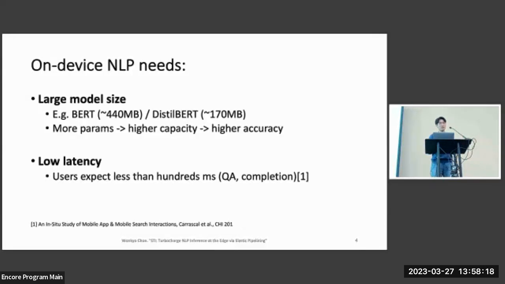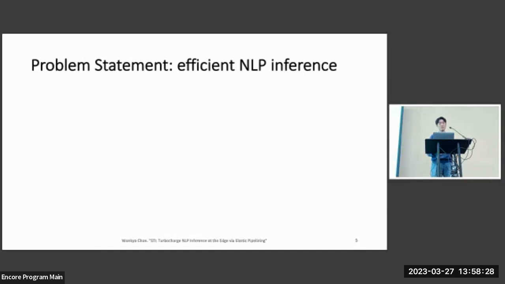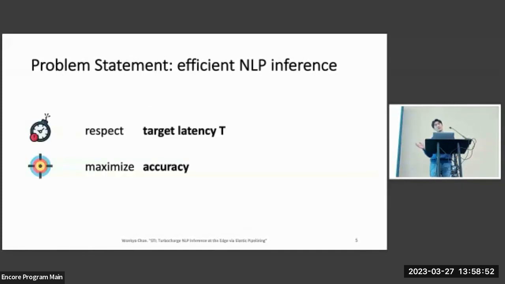The second resource demand is low latency. Most users expect that an application gives a result within a few hundred milliseconds, but large language model size impedes this goal. Considering such resource demands of on-device inference, we found that it is challenging to strike the best balance among three different resources on mobile devices. So we started this project by asking ourselves: how do we efficiently execute NLP inference, respecting target latency, maximizing inference accuracy, and adapting to the memory available in the operating system at the same time?